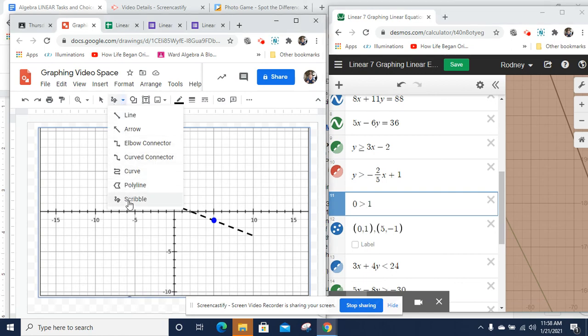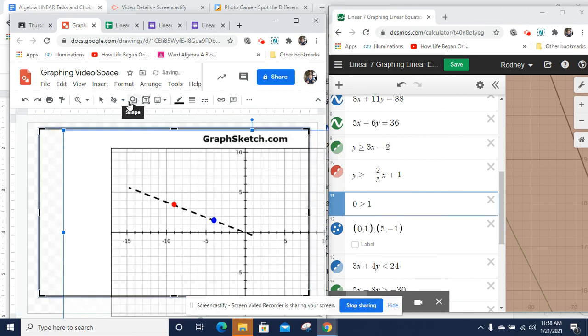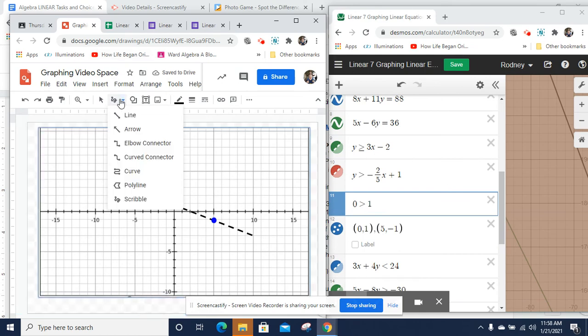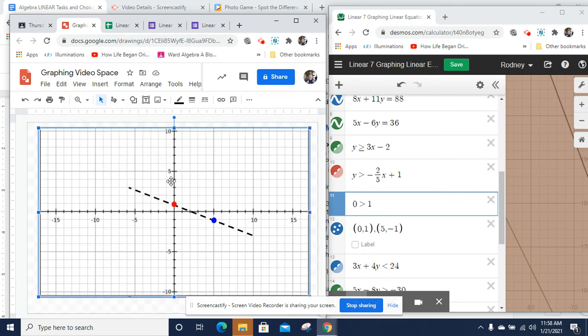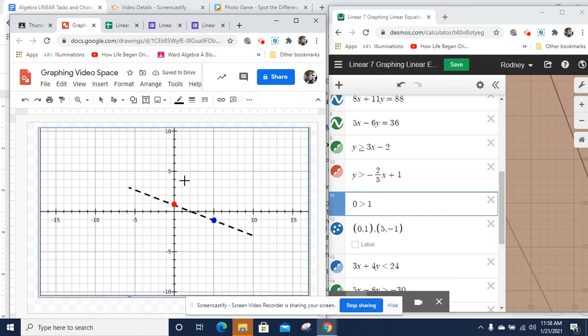So we'll just scribble. Oops, that was not what I wanted to do. Try that again. Okay, for some reason it doesn't actually want me to scribble. Okay, now it wants me to scribble. So we can scribble this side of the line boundary, and this side is included, this side is not.